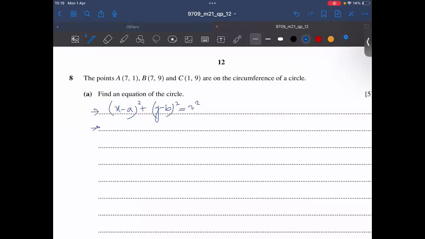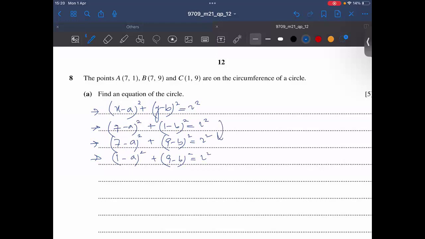Yes, sir. I'm going to substitute 7 minus a whole square plus 1 minus b whole square equals r square. Then 7 minus a whole square plus 9 minus b whole square equals r square. Then 1 minus a whole square plus 9 minus b whole square equals r square. From these equations, I'm going to be substituting them.